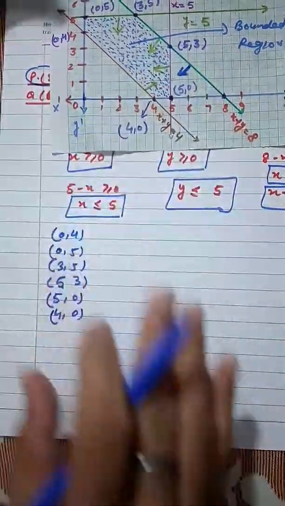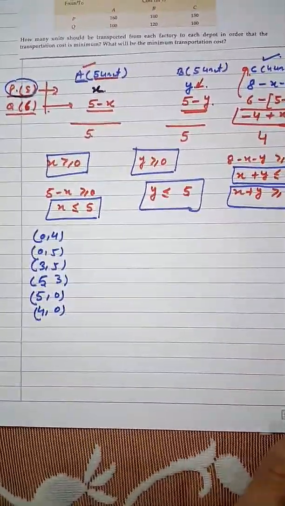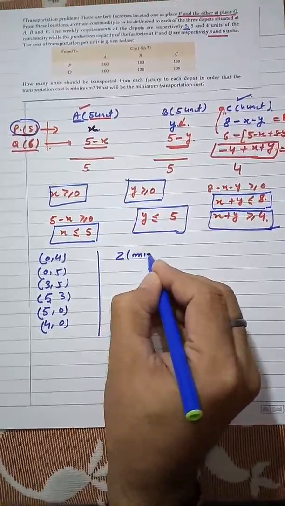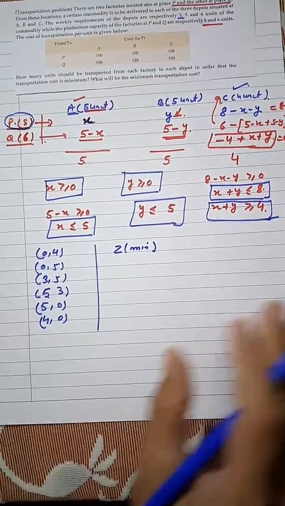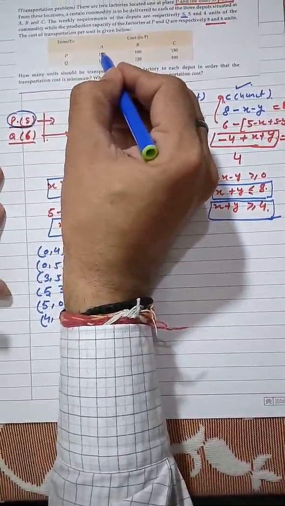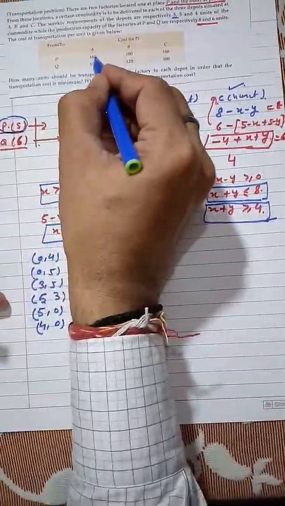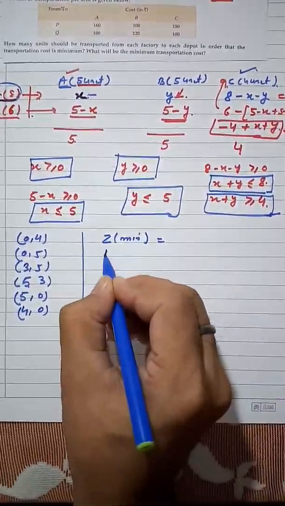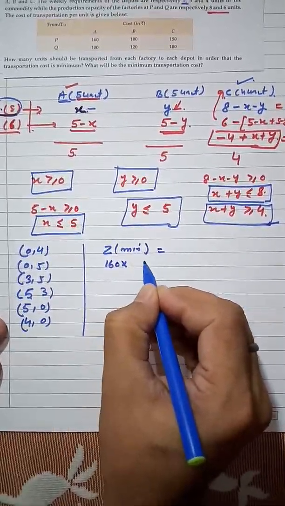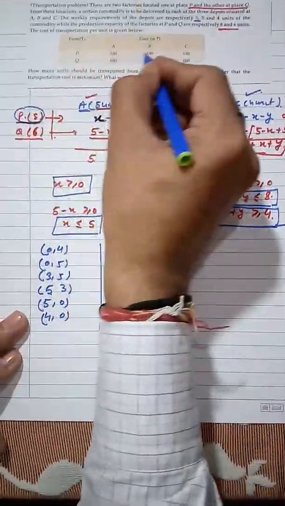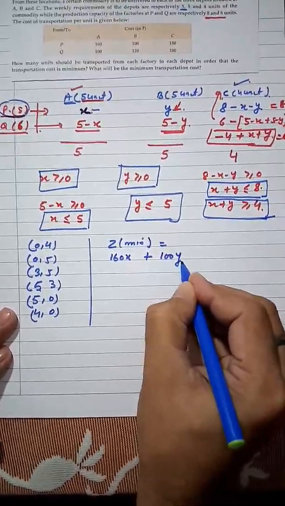Now what is the objective function here? You want to minimize the transportation cost, so Z is minimum. Now see this one, X commodity from P to A multiplied by the cost, so you will get 160 multiplied by X. So your objective function is 160X plus 100Y.